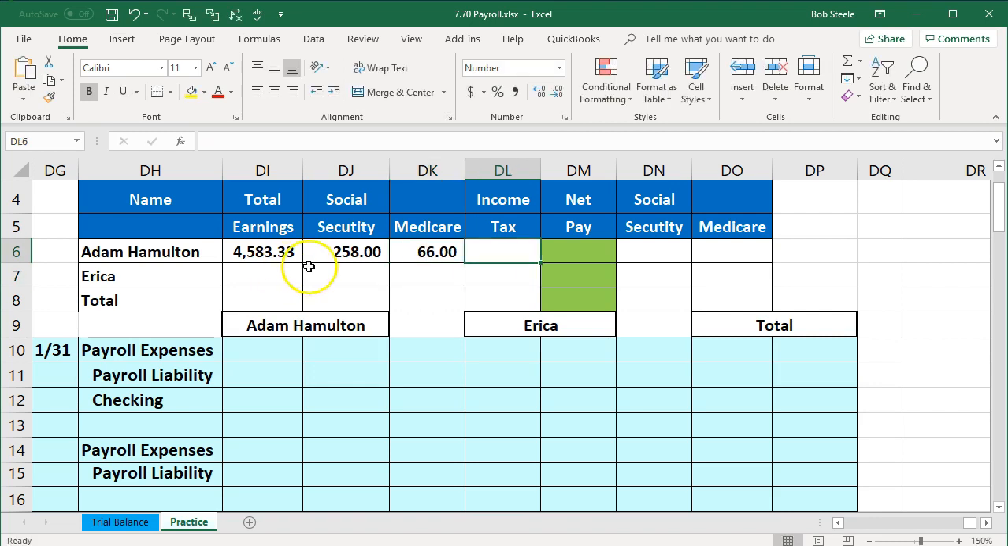And then the income tax, the federal income tax, is one that we just can't calculate based on this number. It's not a flat rate. There's no rate we can use. It's a progressive tax system. It depends on the number of exemptions. It's a complicated thing. We need tables. We won't get into how to do that.